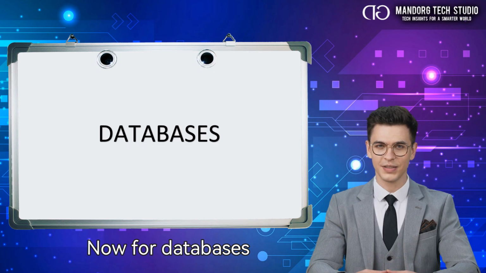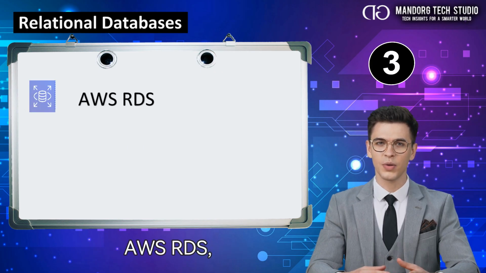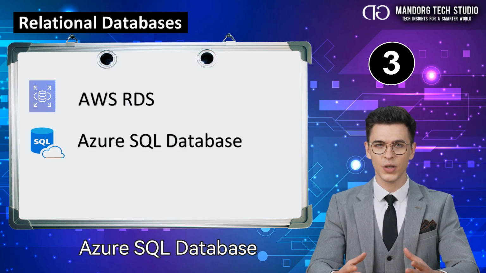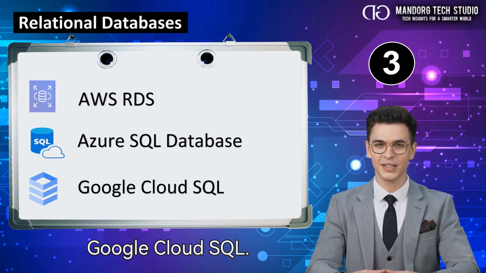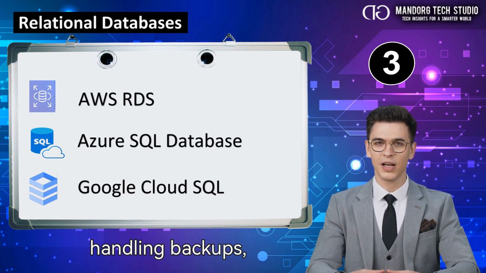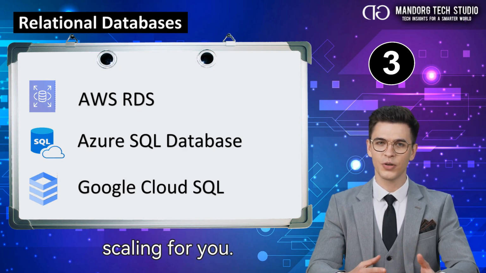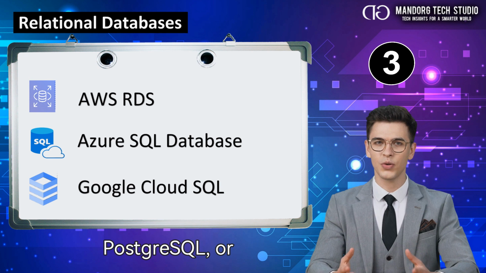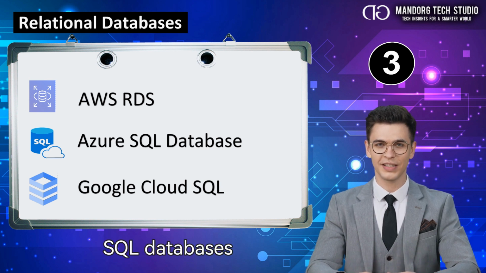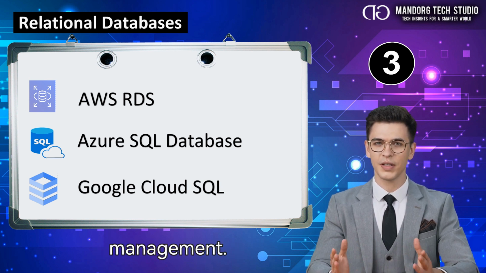Now, for databases. 3. AWS RDS, Azure SQL Database, Google Cloud SQL. These managed relational databases make life easier by handling backups, patching, and scaling for you. You can run MySQL, PostgreSQL, or even proprietary SQL databases without worrying about server management.